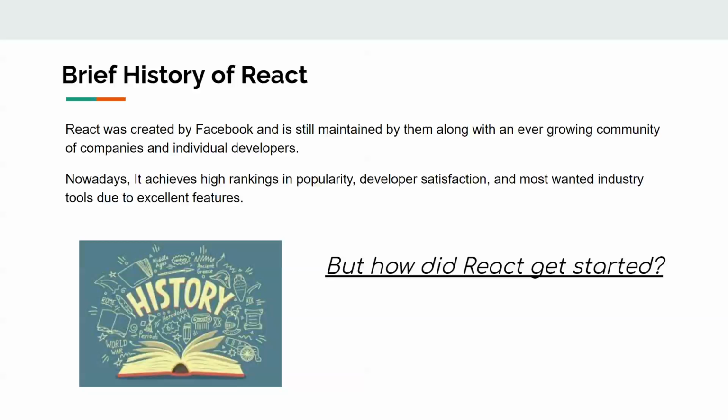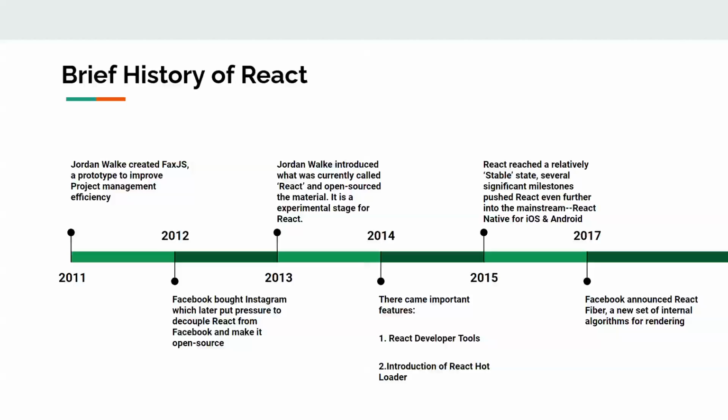Nowadays, it achieves high rankings in popularity, developer satisfaction, and is one of the most wanted industry tools due to its excellent features. But one may wonder with that, how did React get started? The story starts in 2011, when Jordan Walke created FaxJS, a prototype to improve project management efficiency. This was the birth of what would later become and evolve into a full version of React.